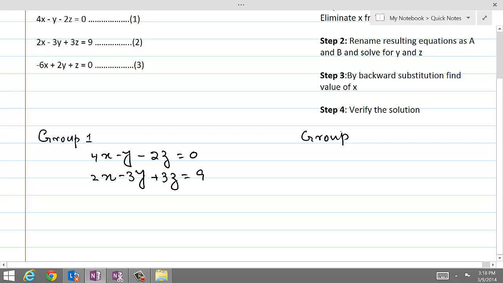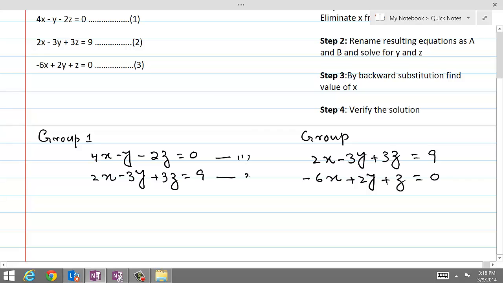And in group 2 we will have equation 2 and 3. So this will be 2x minus 3y plus 3z equal to 9. That is equation 1 for this group, and the second equation for this group would be minus 6x plus 2y plus z equal to 0. So for group 1 this is equation 1, and for group 2 this is equation 2. Similarly for group 2, here we have this equation as equation 1, and this is equation 2 of the second group.